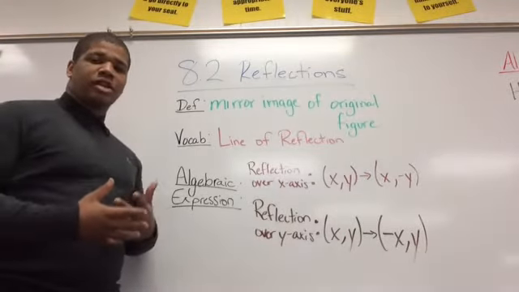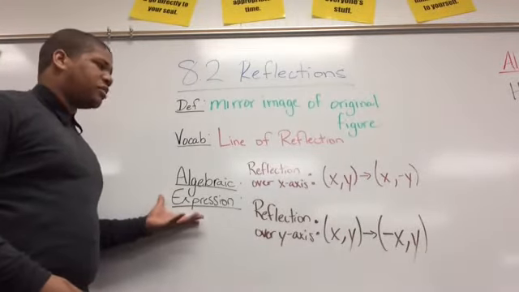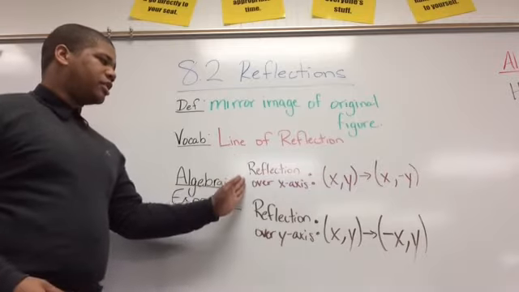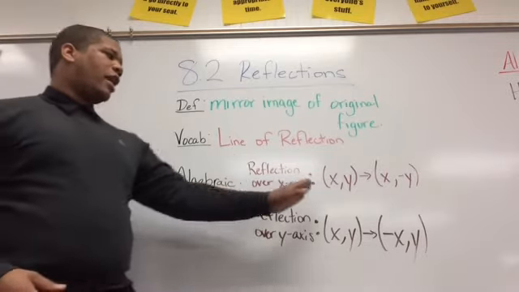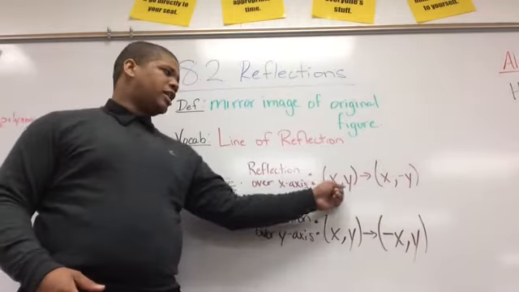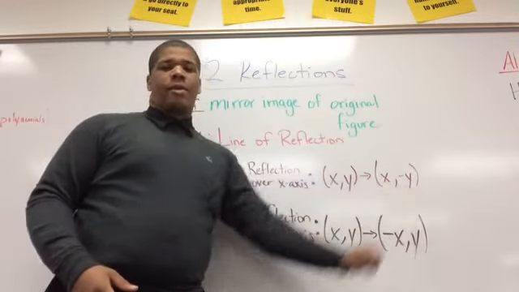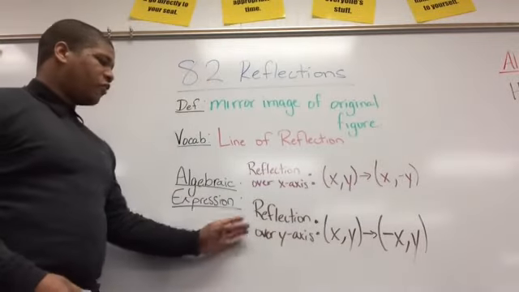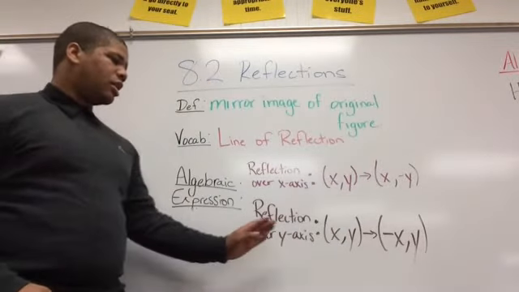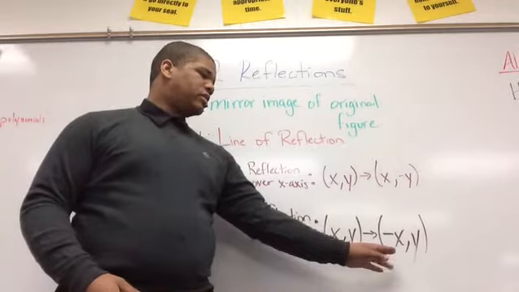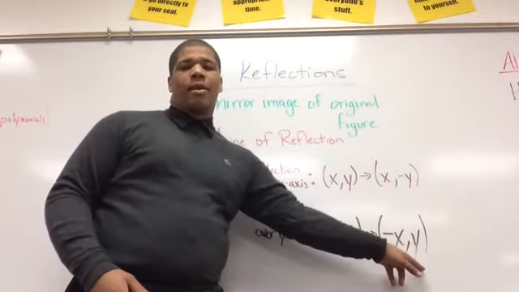So just like translations, we have our algebraic expressions. For a reflection over the x-axis, our algebraic expression is (x, y) becomes (x, -y). Okay? And for reflection over the y-axis, our (x, y) becomes (-x, y).